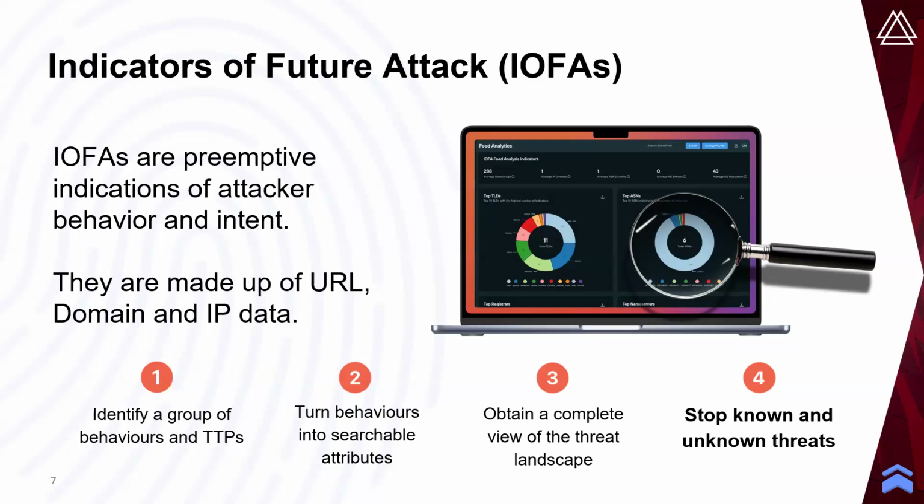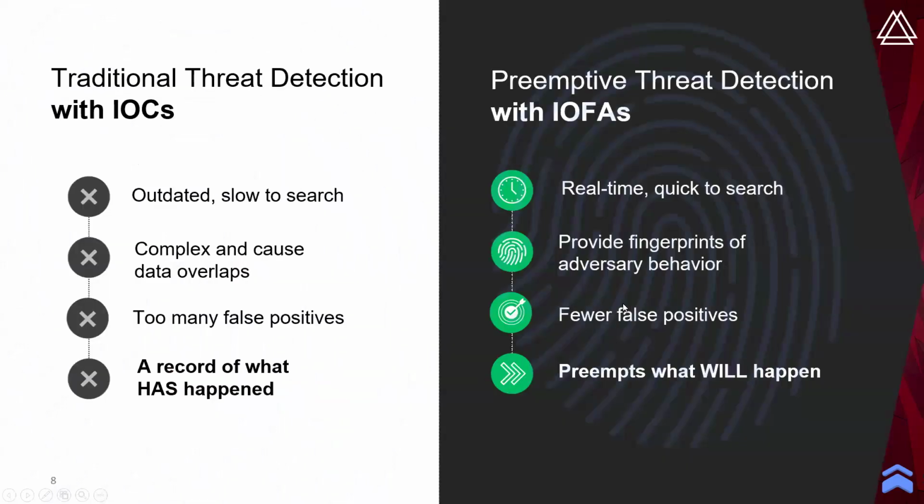And unlike traditional threat intelligence, which often reacts to past attacks, IOFAs allow us to shift the focus to anticipation and prevention. So by identifying infrastructure in its earliest stages, IOFAs help disrupt the attack chain before it progresses, really reducing that risk of compromise. And in the next slide here, we'll dive a little bit deeper into how IOFAs differ from traditional indicators of compromise.